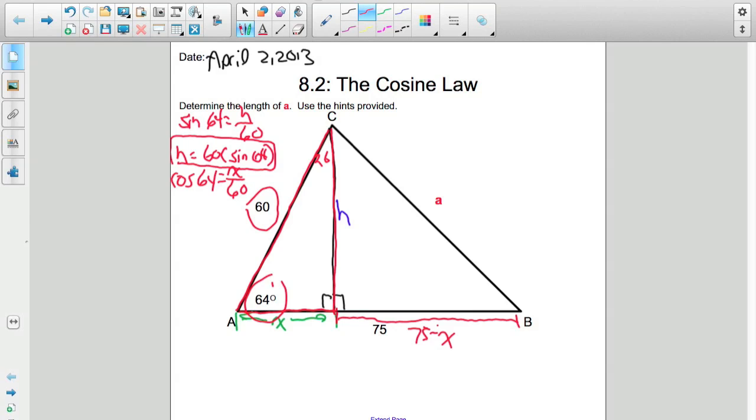So what can we determine the value of X to be? We can isolate for X, same thing we did with the sine. We're going to multiply both sides by 60. So we get X is equal to 60 times the cos of 64. Okay, so those are two things that we see with this triangle on the left.